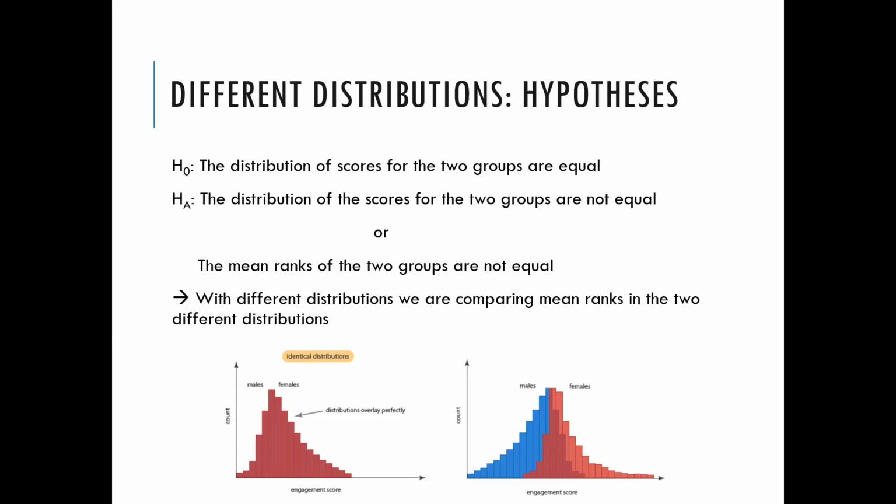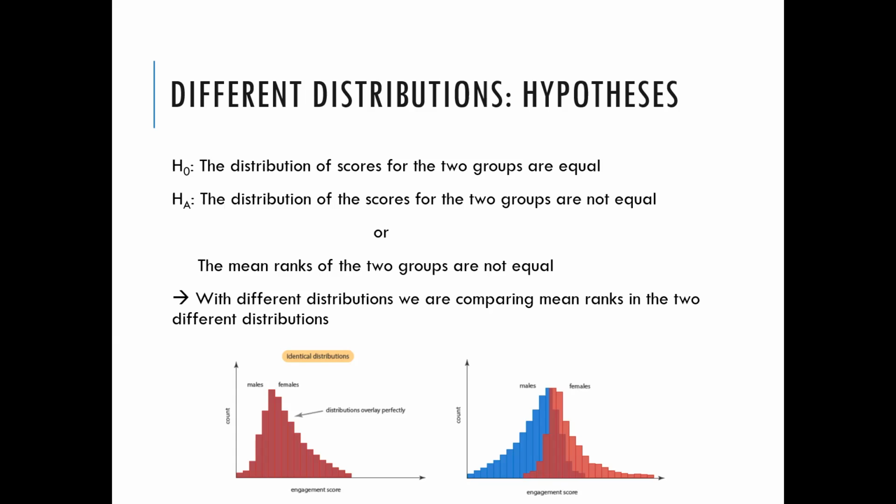equal, right? And most of our null hypotheses, there's some kind of statement about equality or no difference, something like that, right? Or equal to 0. So that's our null hypothesis. If the distributions are different, then the alternative hypothesis is that the distribution of the scores are not equal.